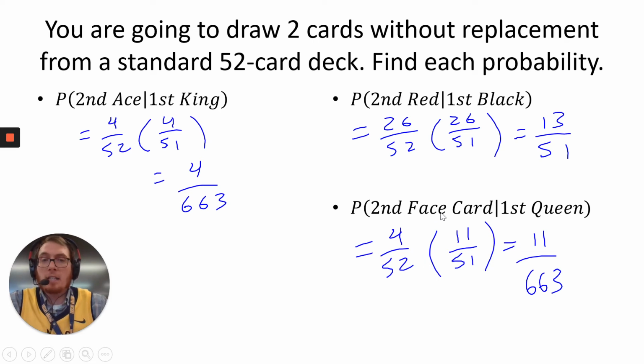The last one says second is a face card given the first is a queen. So we find the probability the first card is a queen. There's 4 queens in the deck, so 4 out of 52. Times, now this is out of 51 again because I took one card out, but there were 12 face cards. Remember, jacks, queens, kings are all face cards, but one of them I already drew in the first drawing, which was one of the queens. So I've got 11 out of the 51 left, and I multiply across and find 11 out of 663. Remember, you want a simplified fraction or a decimal rounded to whatever it says for those situations, or 3 significant digits depending on the scenario.